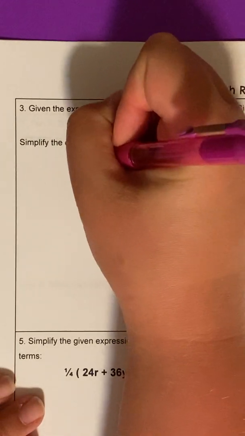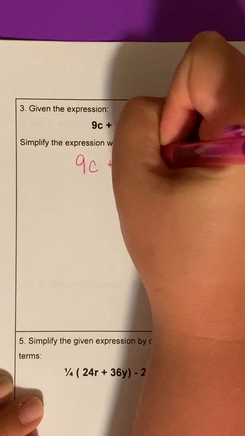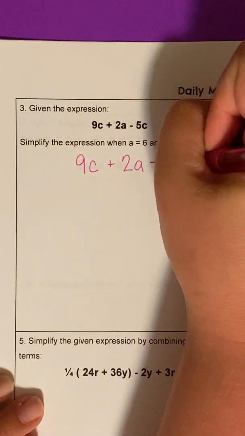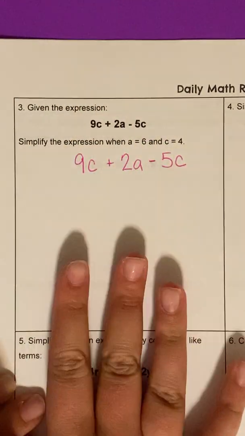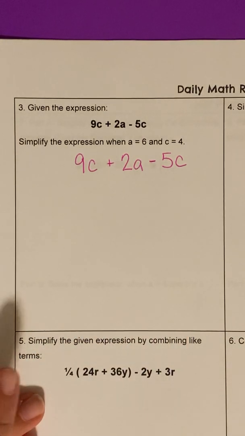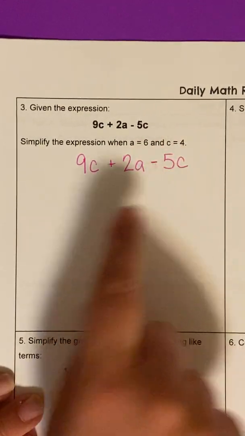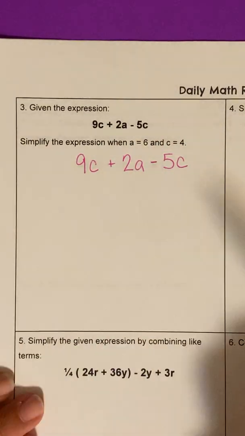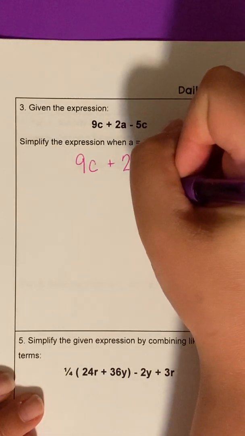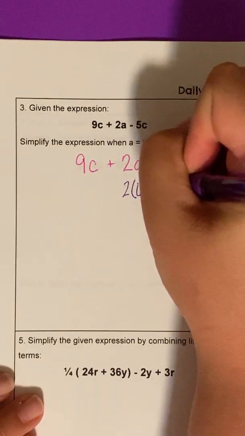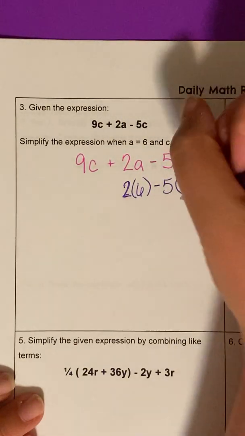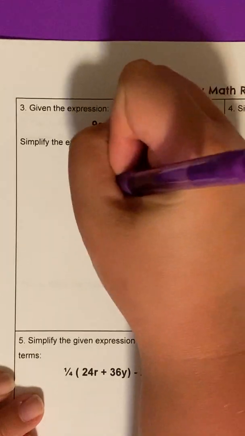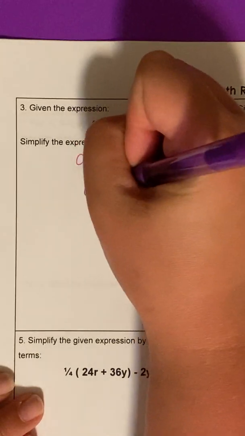So I'm going to write 9c plus 2a minus 5c. What you can do is combine like terms if you'd like to, or you can do this multiple ways, or we can just keep it how it is for right now and solve it and plug in what our a and c values are equal to. So if a equals 6, I'm going to put this as 2 times 6 minus 5, and then c equals 4. So 5 times 4, and then 9 times c, but c equals 4.